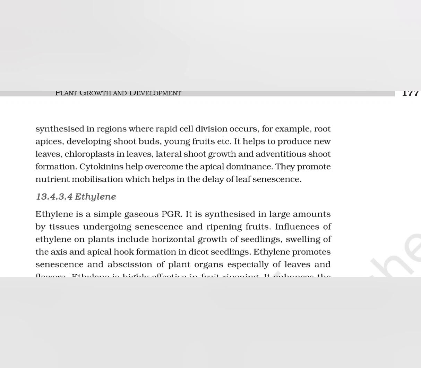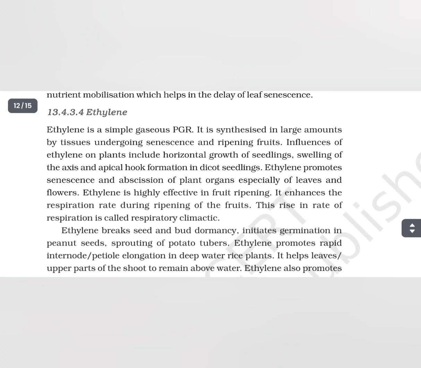It helps to produce new leaves, chloroplasts in leaves, lateral shoot growth and adventitious shoot formation. Cytokinins help to overcome the apical dominance. They promote nutrient mobilization which helps in delay of leaf senescence. Ethylene. Ethylene is a simple gaseous PGR. It is synthesized in large amounts by tissues undergoing senescence and ripening fruits.